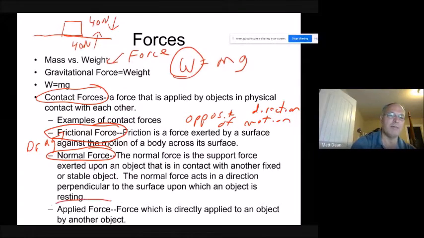And then we'll talk about an applied force. So this is when an object is just being pushed on or pulled on by something. So maybe you've got a rope attached to a box and you're pulling it. Or maybe you go to one side of the box and you put your hands on the box and push on the box. Or maybe you put your hands around the bottom of the box and you lift upward on the box. Those are applied forces. All three of those are contact forces.